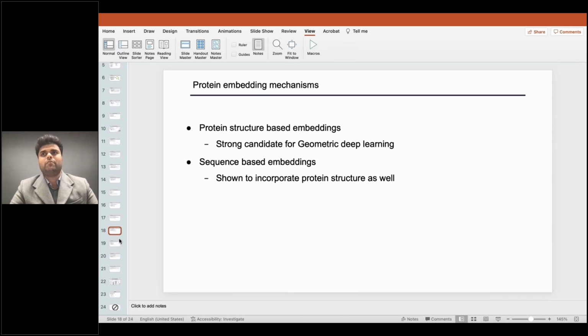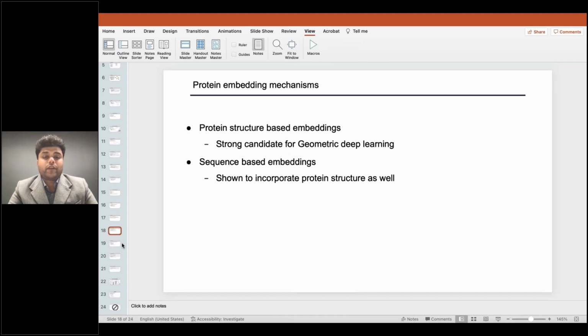And one of the important fields of work is actually getting good protein embeddings, because the sequence tends to be large. So the first one obviously is protein structure-based embeddings, where it's very useful to use geometric deep learning. And to be honest, transformers can be looked at as a version of a geometric deep learning method. It's a bit of a simplification, but transformers can be looked at as versions of GNNs.